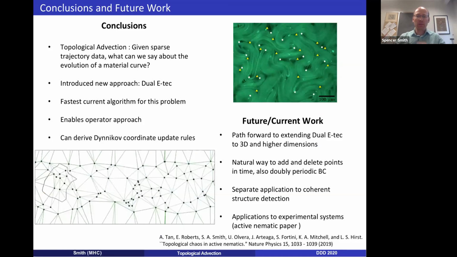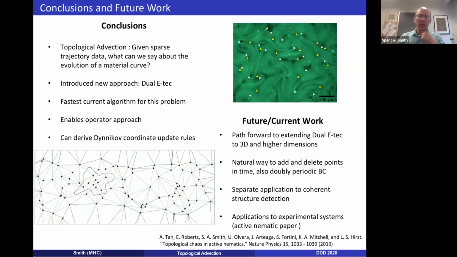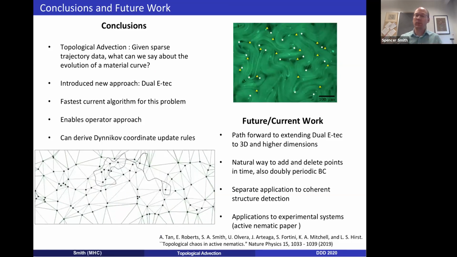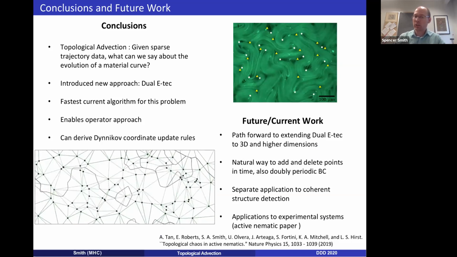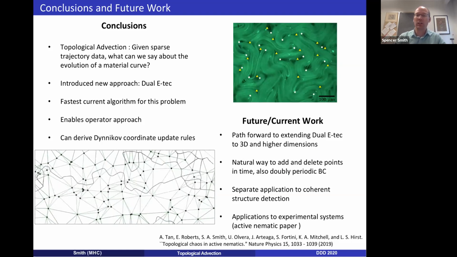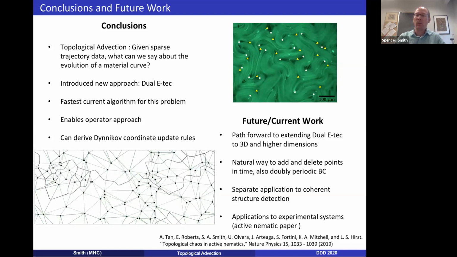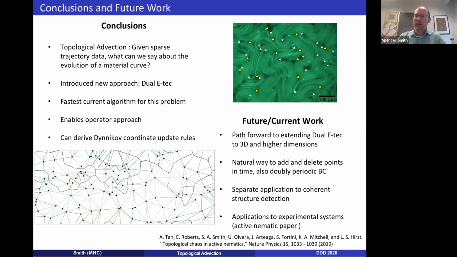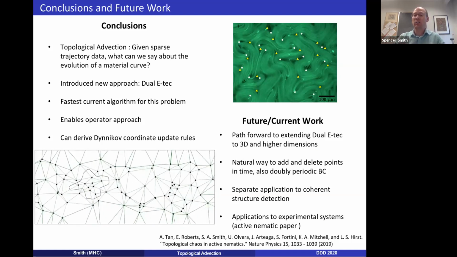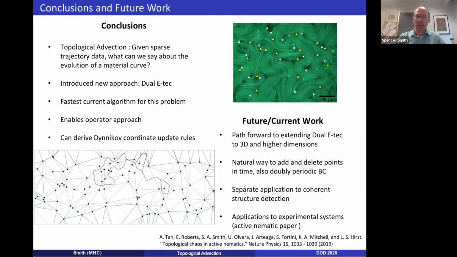Okay, so in conclusion, first of all, I want to present the idea of a class of advection problems that I'm calling topological advection, which is to say, what can we say about the advection of material curves when our knowledge is just of the sparse data trajectories?